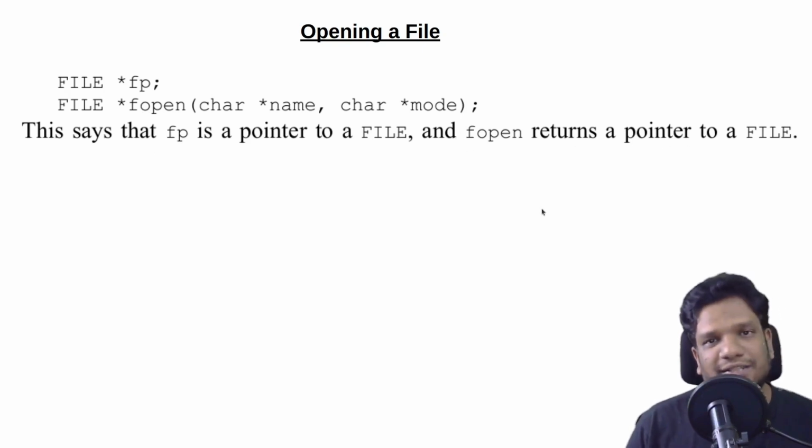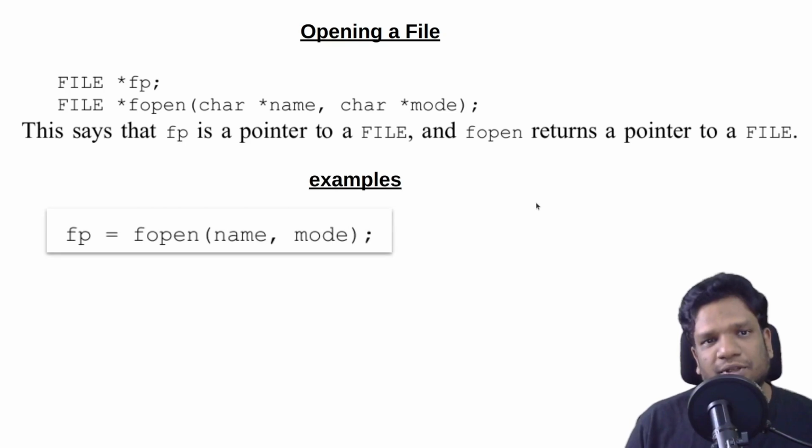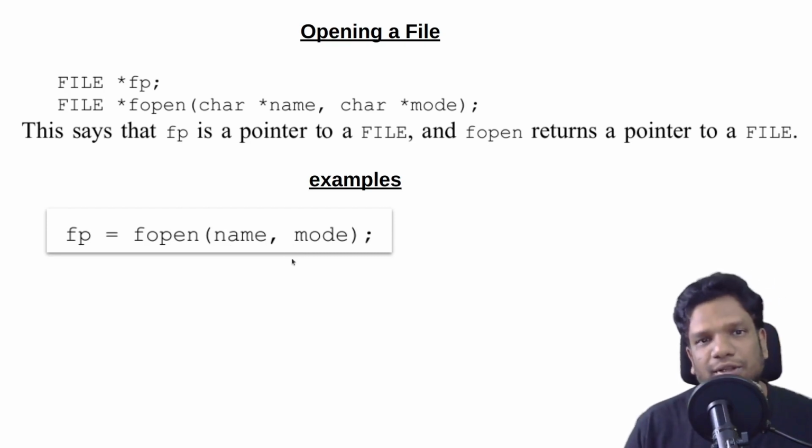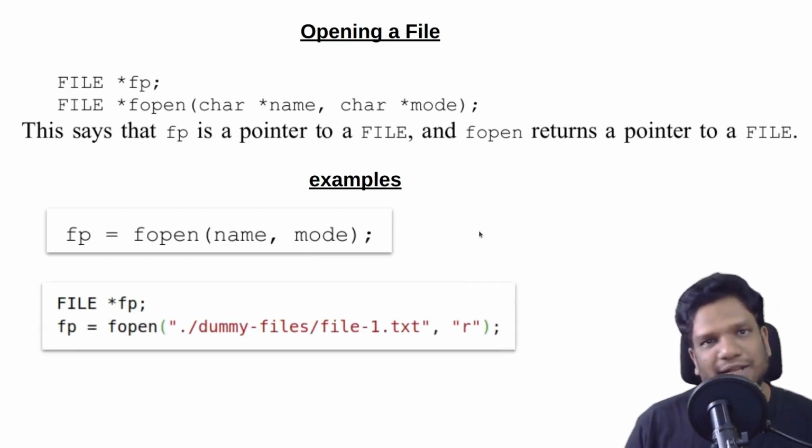Let's also see an example. This is how we declare a file pointer and open the file. Name is where we give the name of the file, and mode says whether you want to open the file in read mode, write mode or append mode. Depending on the mode, the file will be opened accordingly, and the file pointer will be returned and stored in fp.